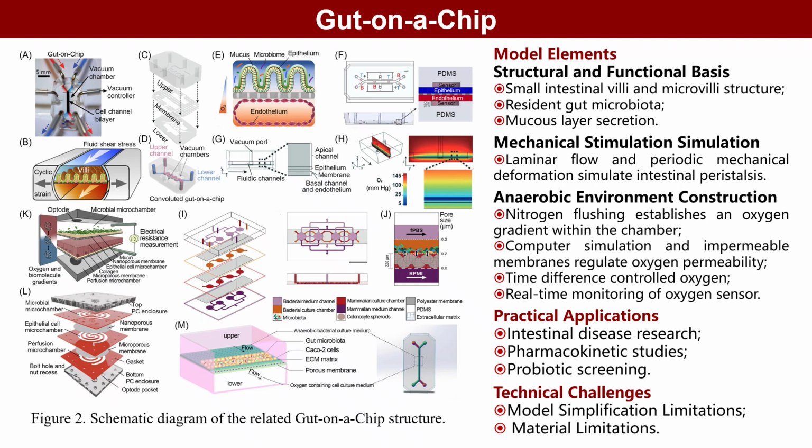For deeper host-microbe interaction studies, luminal anaerobic gradient construction is a key challenge, with current methods including establishing hypoxia via nitrogen flushing, naturally reducing oxygen via permeable membranes combined with computer modeling, or oxygen regulation through time difference stages, with real-time monitoring via oxygen sensors. As models advance, applications expand to simulating depression-related gut pathology and, with machine learning, enable studies on various intestinal diseases, drug development, and probiotic screening.